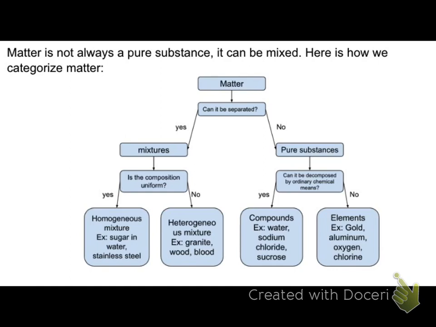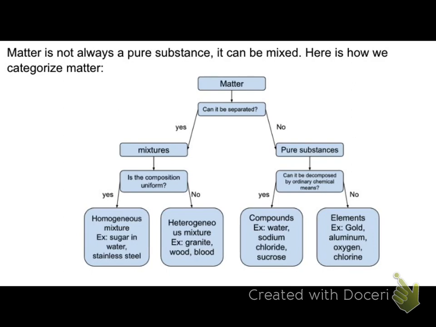Then, once you're over here looking at mixtures, the next question you ask yourself is, is the composition uniform? So if it is a homogeneous mixture, like sugar and water, then the composition is uniform, meaning that no matter which portion of it I take, I have the same spread of salt and water, or sugar and water. It's spread evenly throughout it.